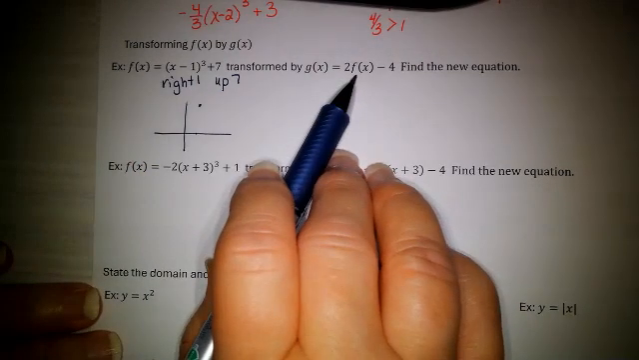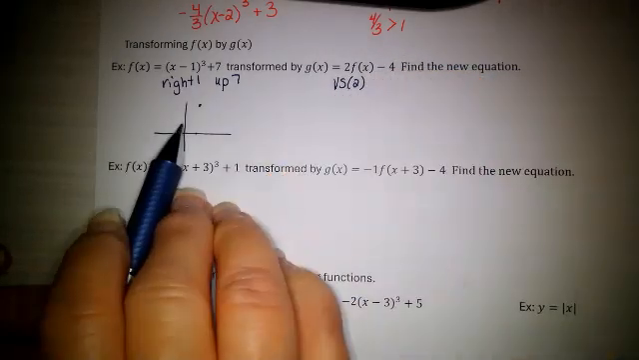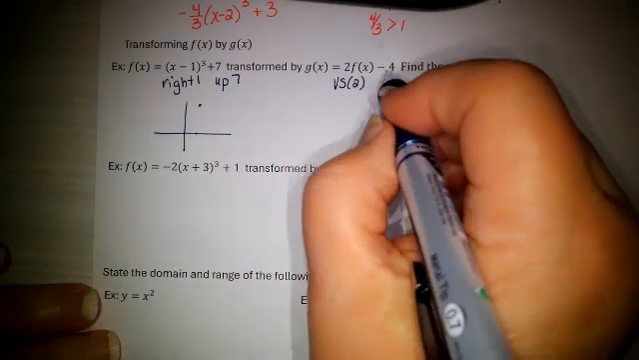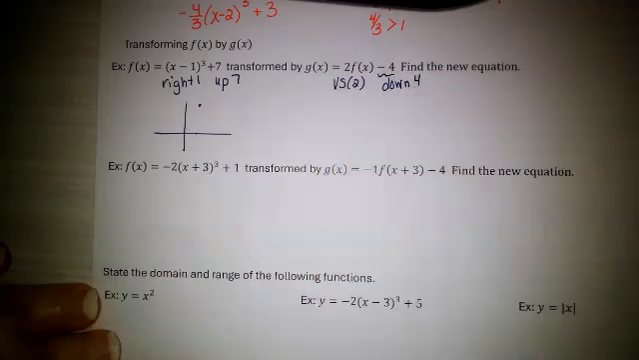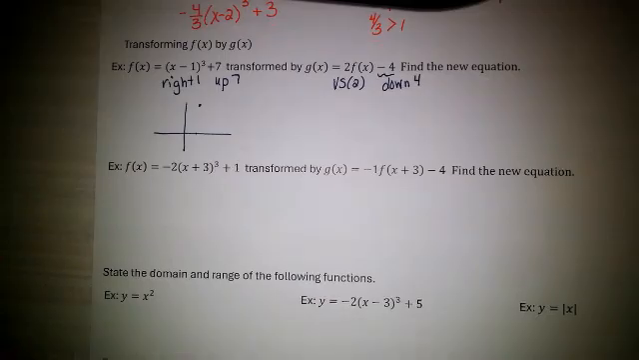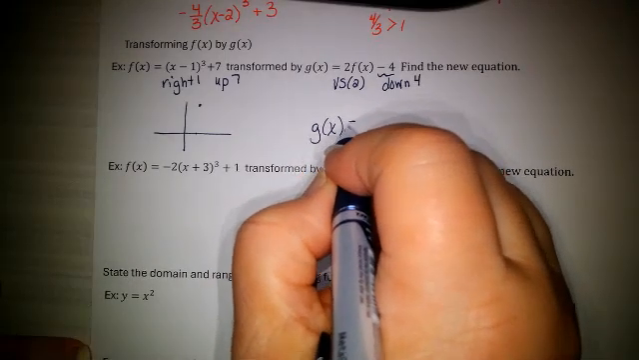Now in this problem, we are stretching by 2. So we're going to take what's already here, stretch it by 2. And then this is telling me to go down 4. So let's see if we can combine all that into one equation. G of x equals.